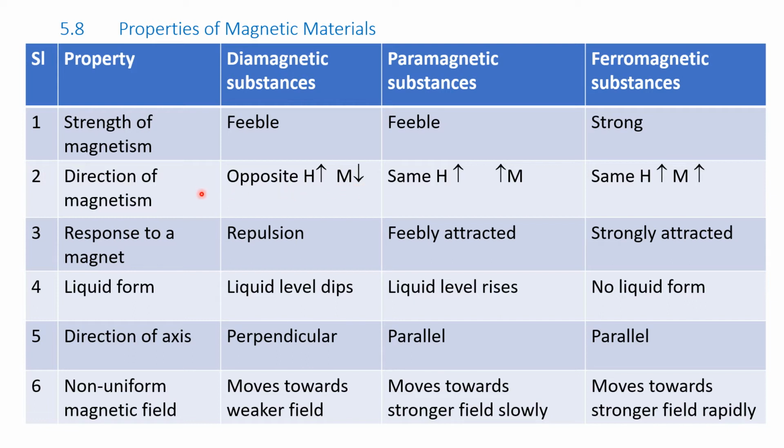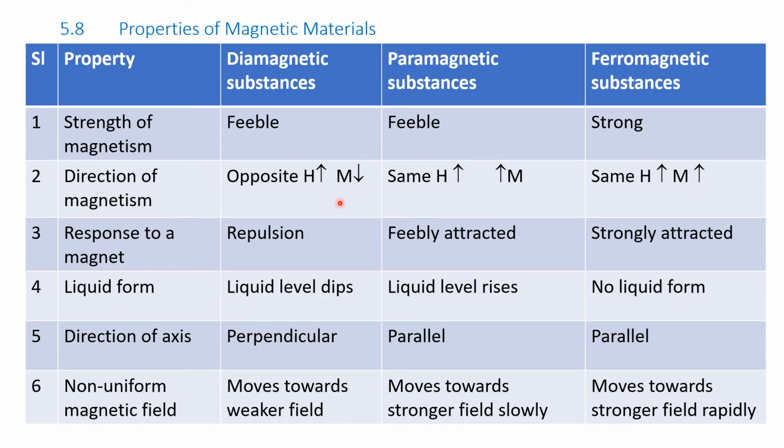Whereas the direction of magnetism in the case of paramagnetic substances is the same. The direction of H is vertical and M also is vertical. Similar is the case in ferromagnetic material. Here H is vertical and M is also vertical.